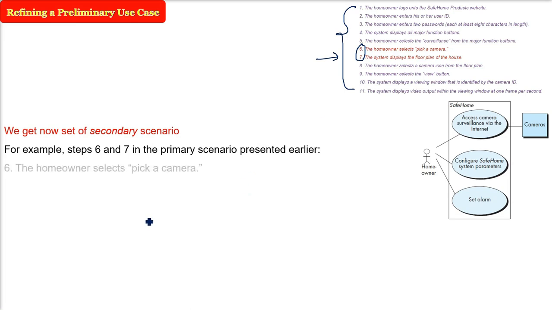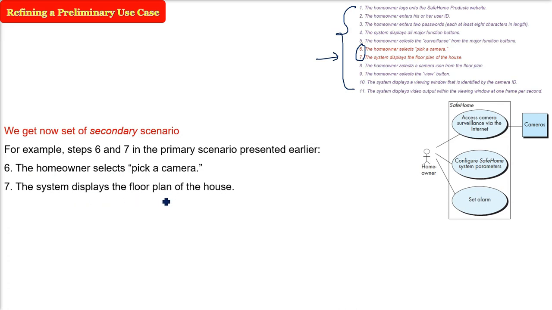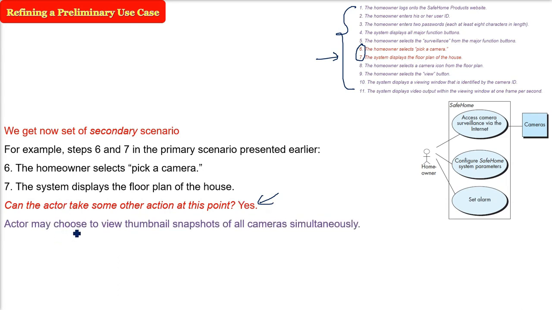So the 6th and 7th. The 6th is the homeowner selects Pika camera. The 7th one is the system displays the full floor plan of the house. Now the question is, can the actor take some other action at this point? The answer is absolutely yes, because the actor can do so many things. The actor may choose to view thumbnails, snapshots, all cameras simultaneously. So the homeowner selects a Pika camera, and now he wants to see all of them.